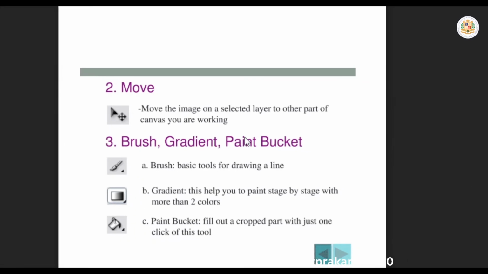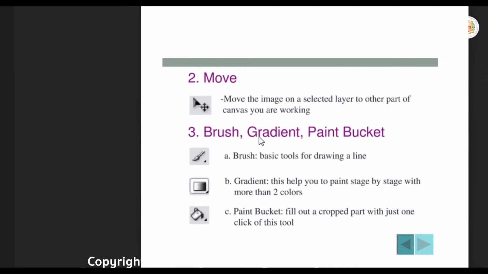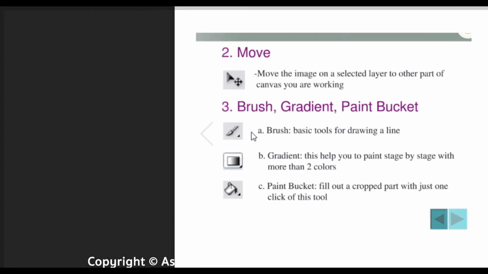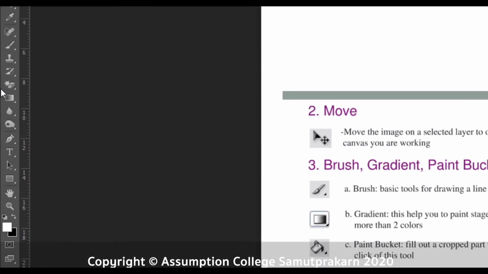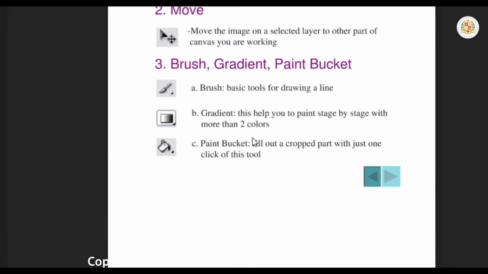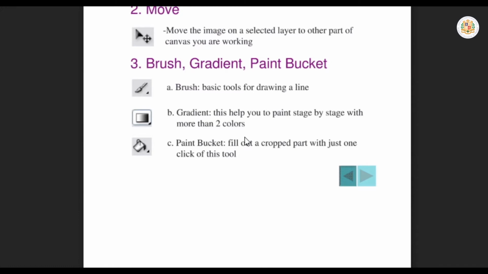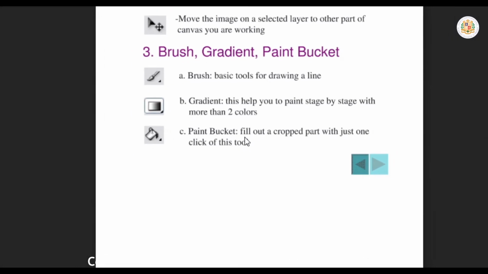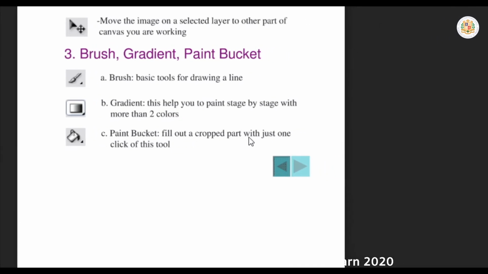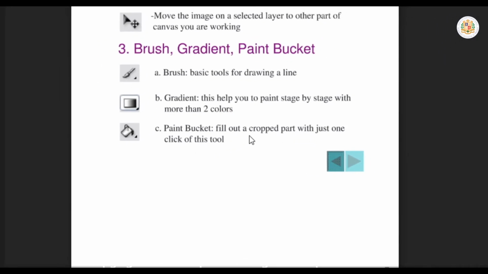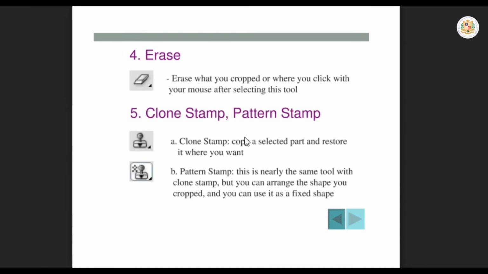Next, we have brush, gradient, paint bucket. So here is the icon, and as you can see, it's right over here, all of those. So we have here gradient. This helps you to paint stage by stage with more than 2 colors. Next is paint bucket. Fill out or crop part with just one click of this tool. Next one, we have eraser. Erase what you crop or where you click with your mouse after selecting this tool.